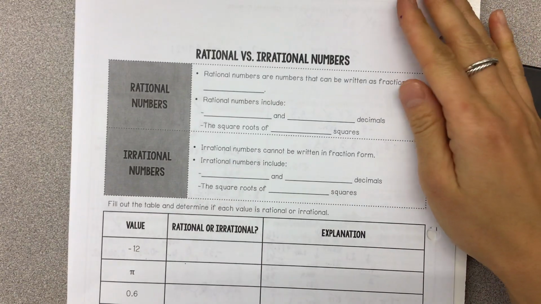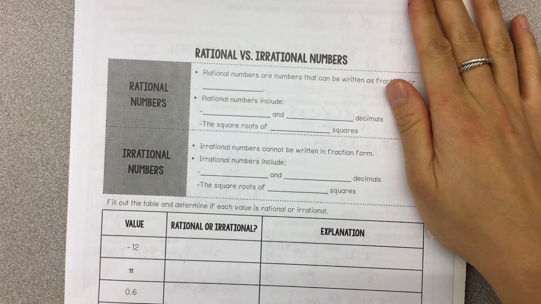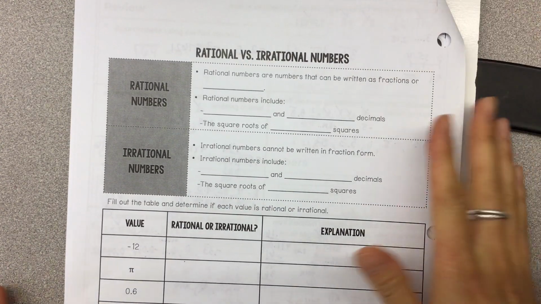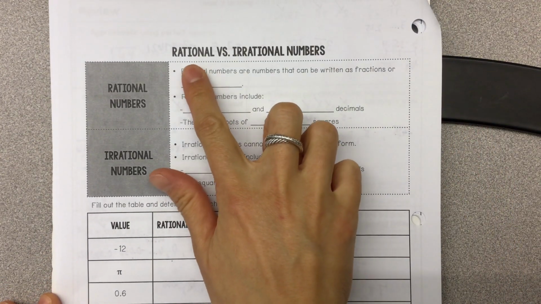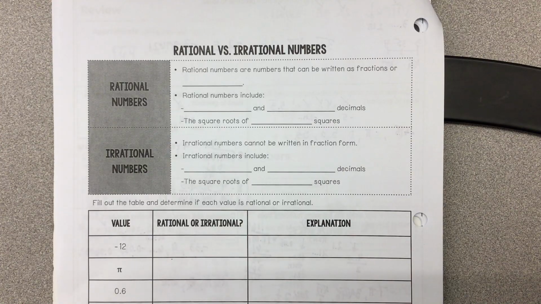Okay, so in your packets, you want to turn to page 10. We're going to fill out 10, 11, and 12. So today we're going to look at rational versus irrational numbers.